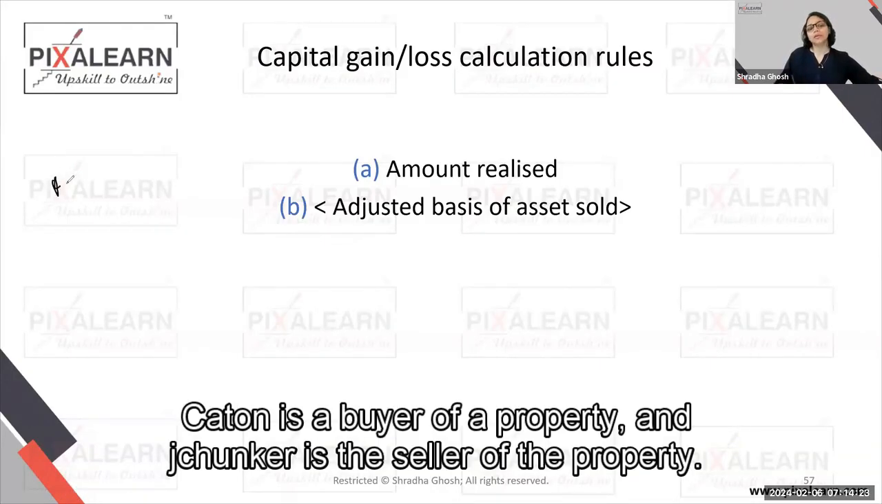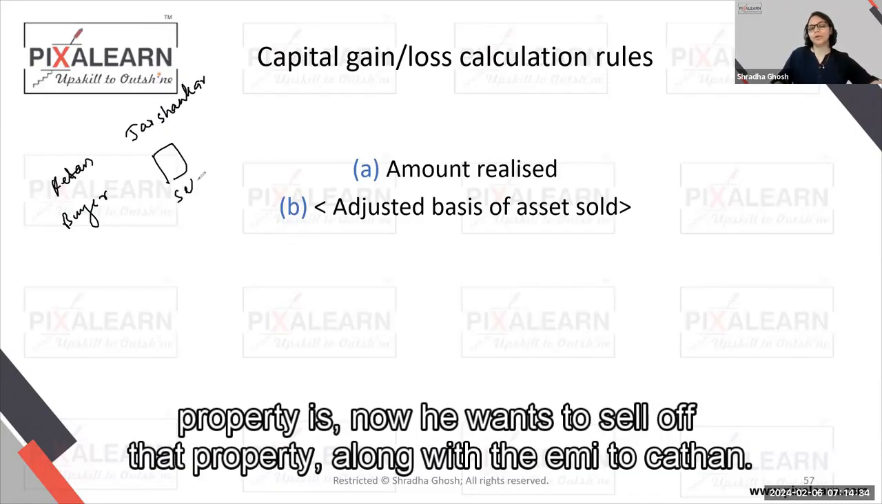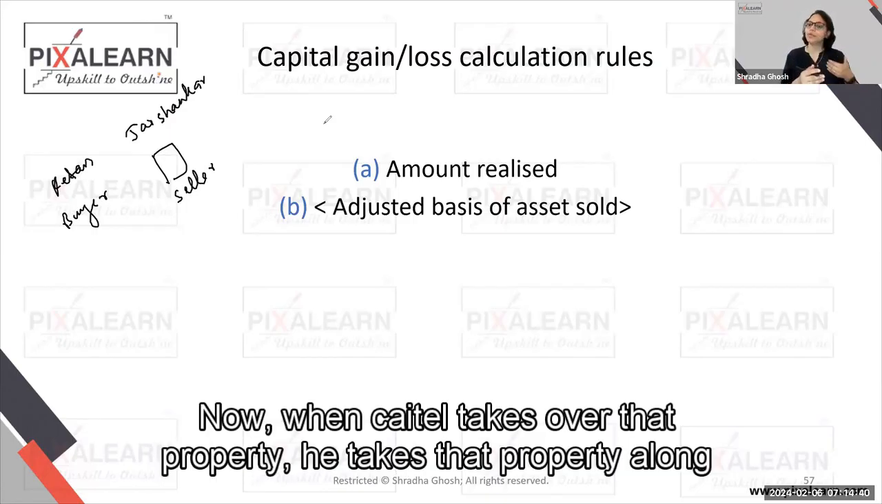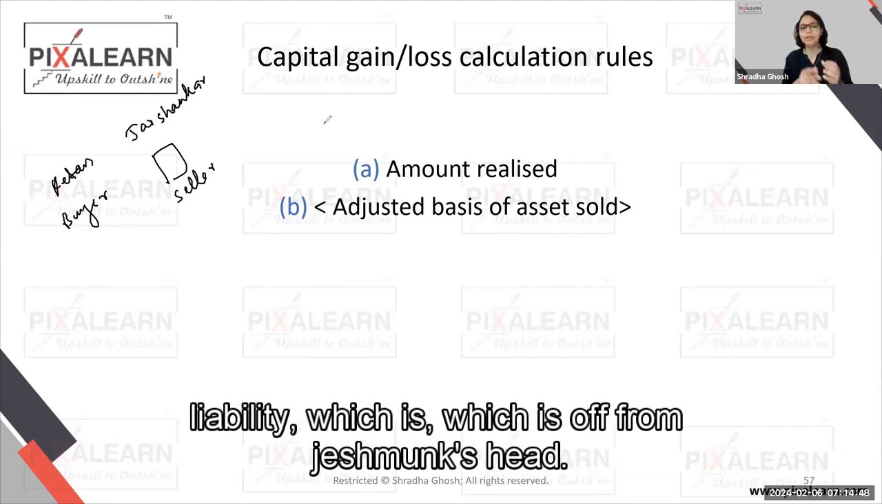Okay, Ketan is a buyer of a property and Jaishankar is the seller of the property. Let's say Jaishankar has a property which is taken on EMI, and he wants to sell off that property along with the EMI to Ketan. Now, when Ketan takes over that property, he takes that property along with the loan burden. So the amount realized will also have the portion that belongs to the liability, which is off from Jaishankar's head.